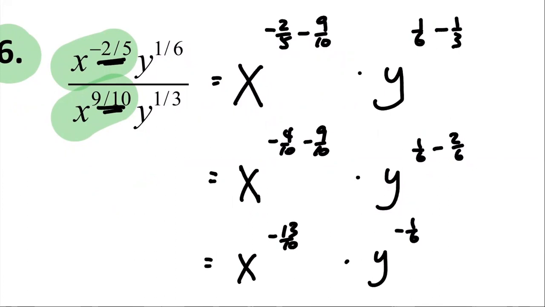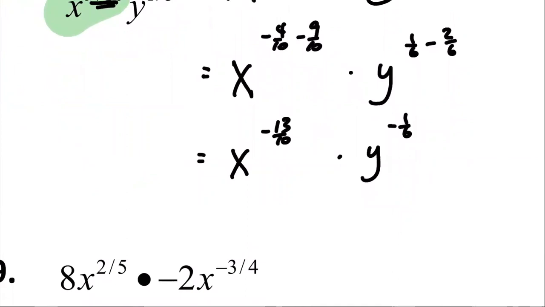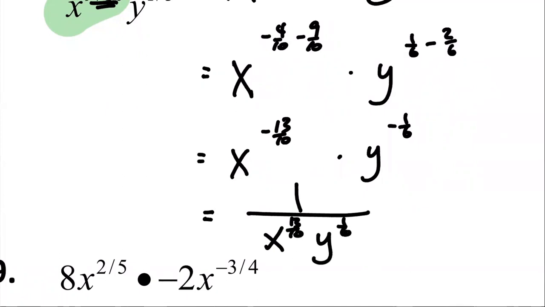So you have x to the negative 13/10 power and y to the negative 1/6 power. Yes? Negative 4 minus 9, it's 13. So therefore, since they are both negative exponents, well, guess what? Reciprocal for both. So it becomes 1 over x to the 13/10 times y to the 1/6 power. Just like this.